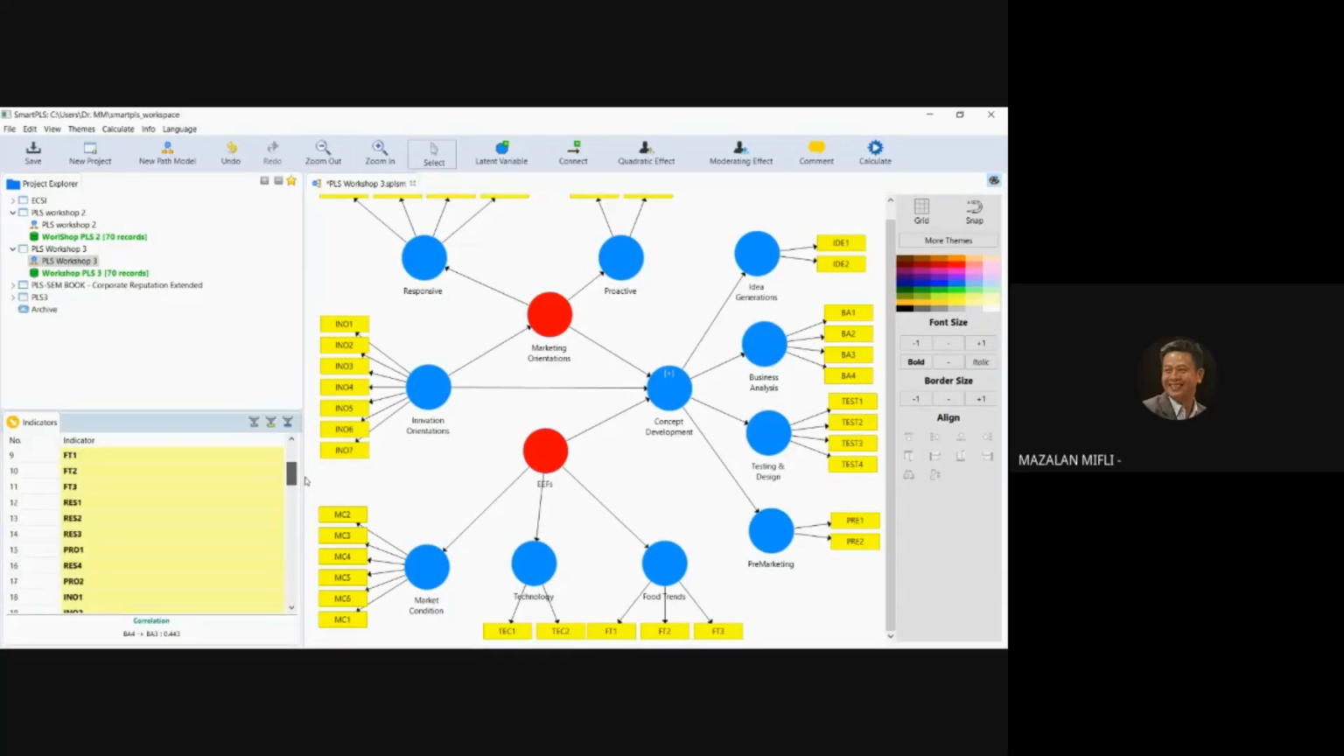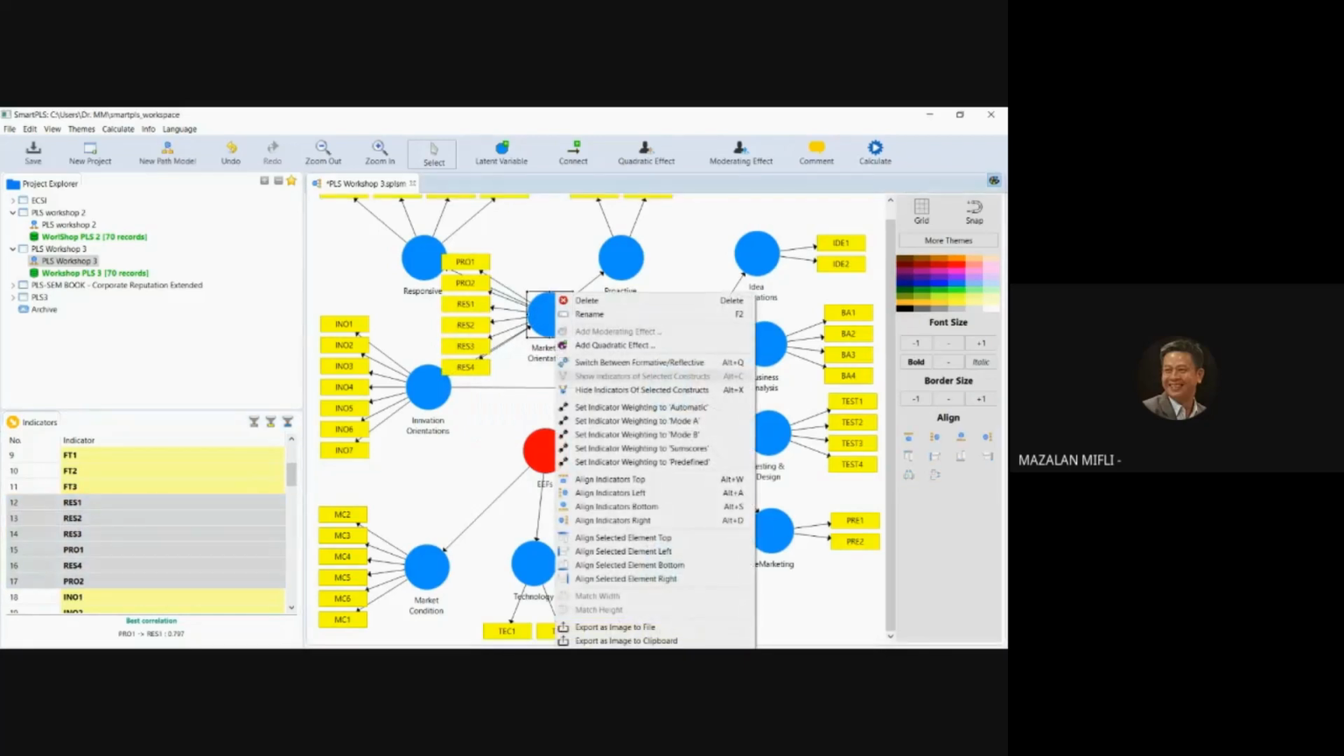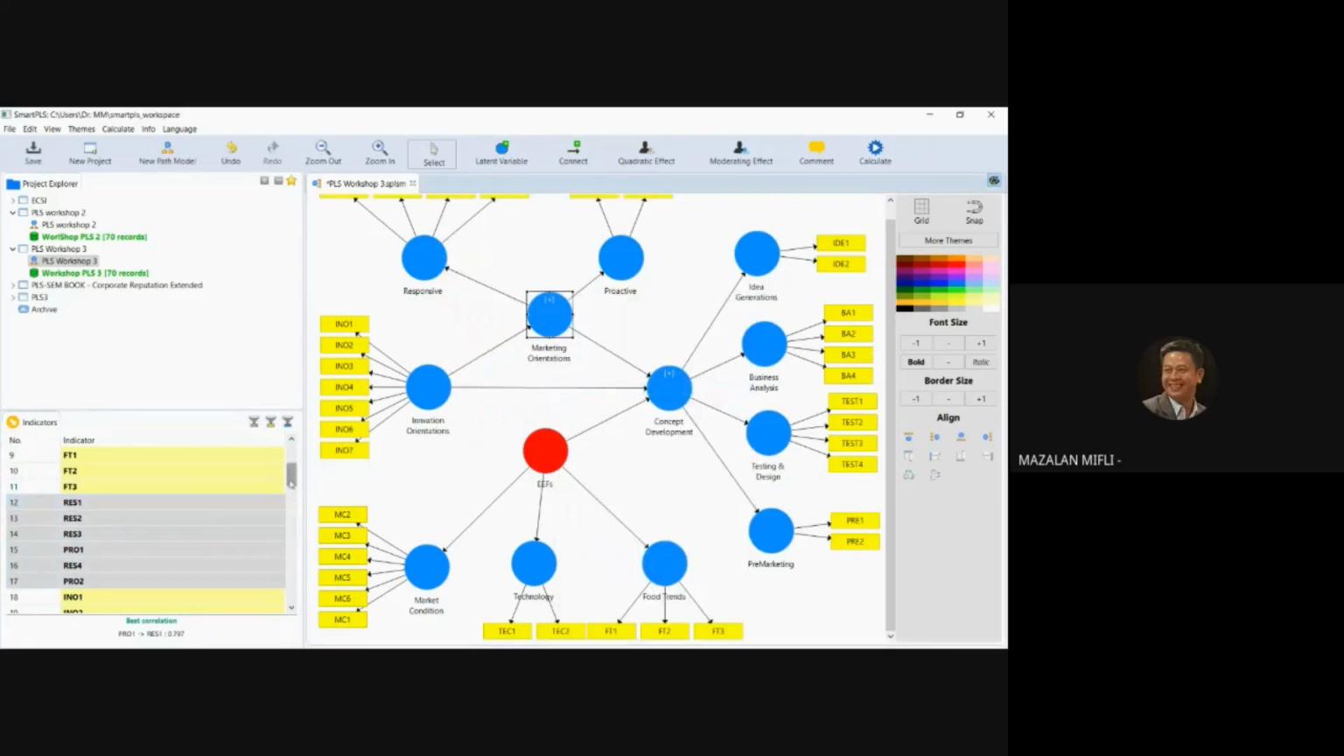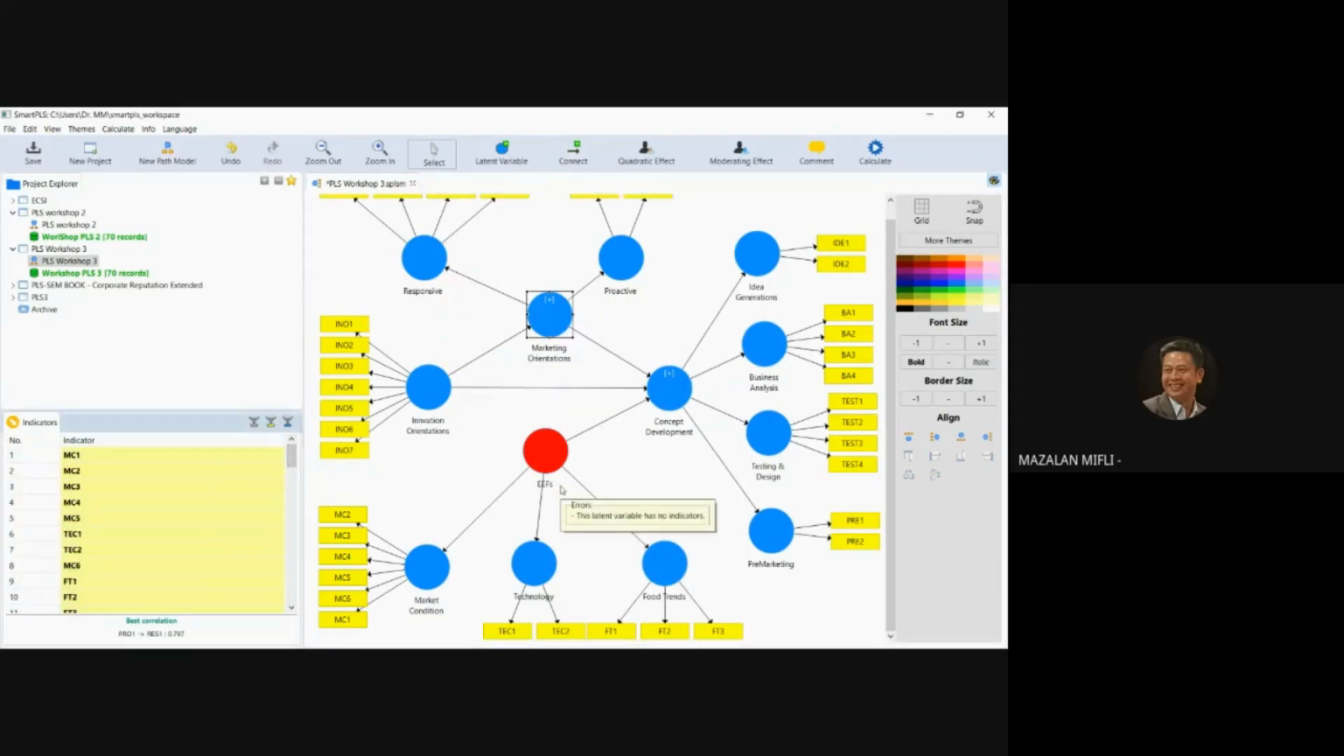All right, so let's get those indicators. I think that should be 1, 2, 3, 4, 5, 6. All right, there you go. I'm gonna hide this. Then I'm gonna do the same thing with the external environmental factors.